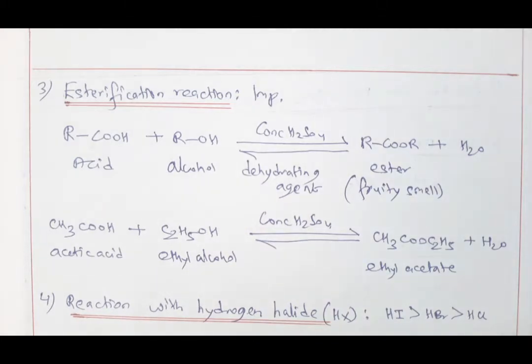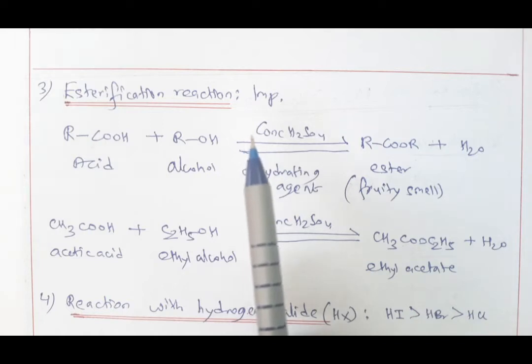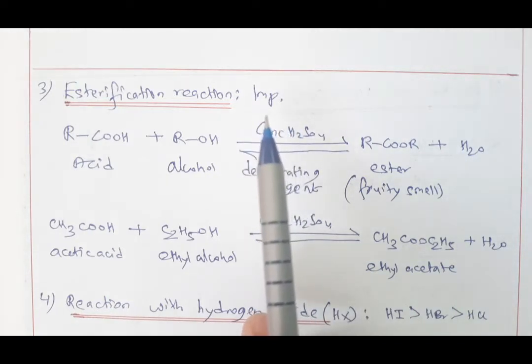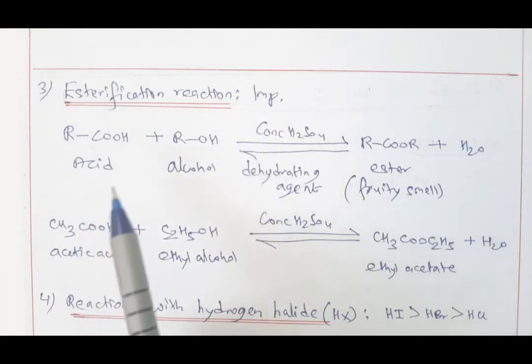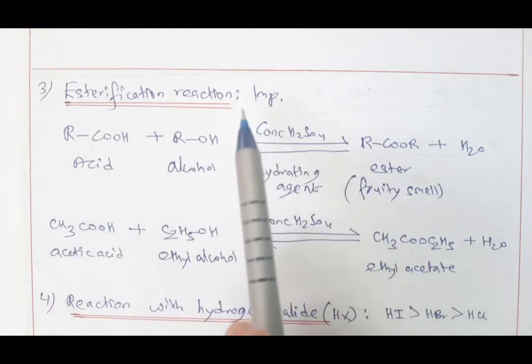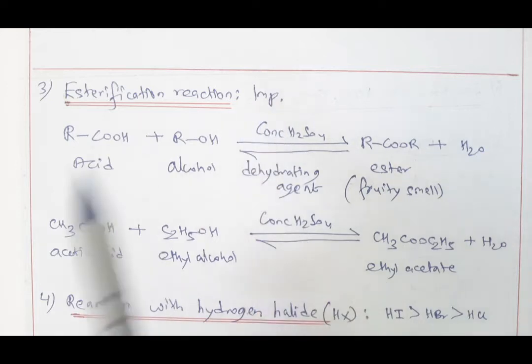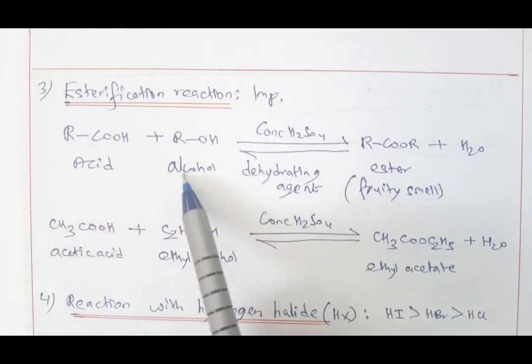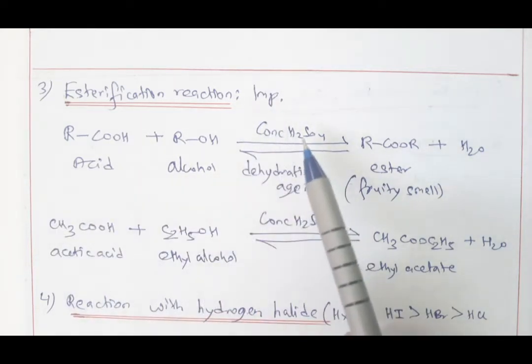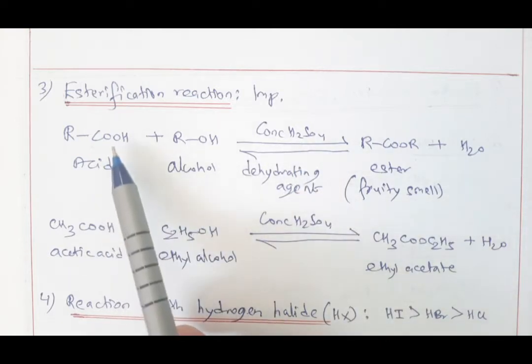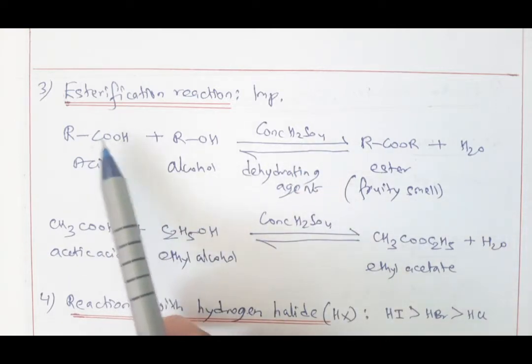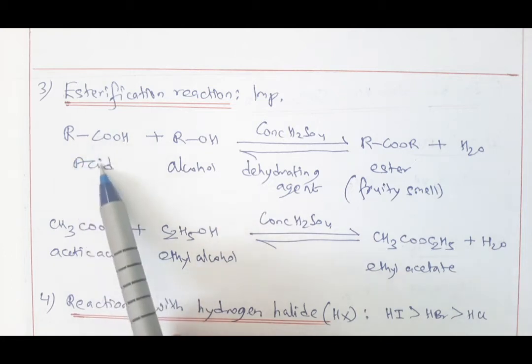Now the third property of alcohol is the esterification reaction. It's a very important reaction. One question has come in your board exam, that we'll discuss later. Okay, so let us see what is the esterification reaction. You have to take acid and alcohol and react them in the presence of a dehydrating agent like sulfuric acid. It is a reversible reaction. So we have taken one acid, COOH means acid. In general we write R, COOH, acid.